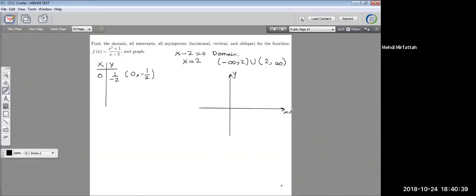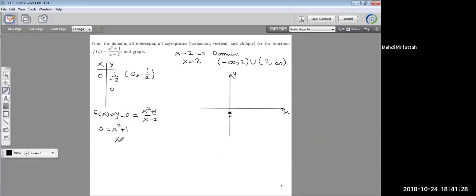So if this is my x-axis, my y-axis, and let's say this is 1, it's going to pass through this point right there. Do I have any x-intercept? To find that, I need to let y be equal to 0 and solve for x. If I let y be equal to 0, like I'm letting f of x be equal to 0, f of x is y, then 0 would be equal to x squared plus 1 over x minus 2. If I cross multiply this, 0 is equal to x squared plus 1.